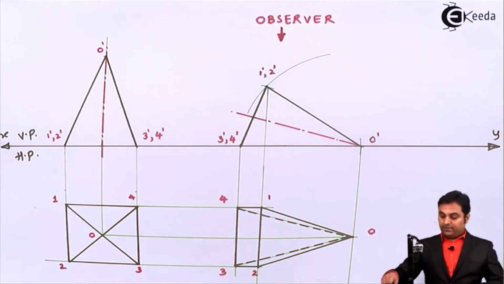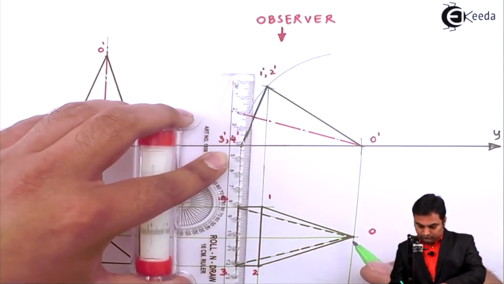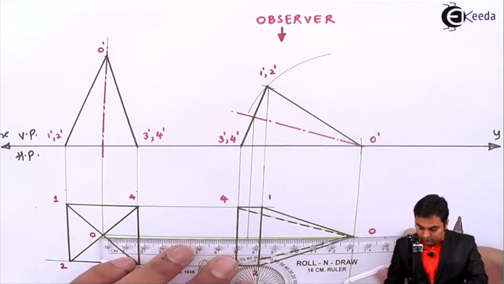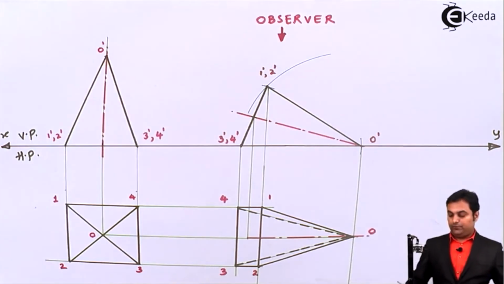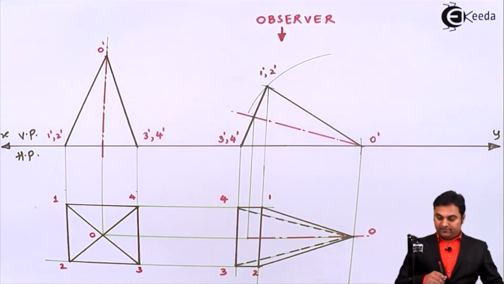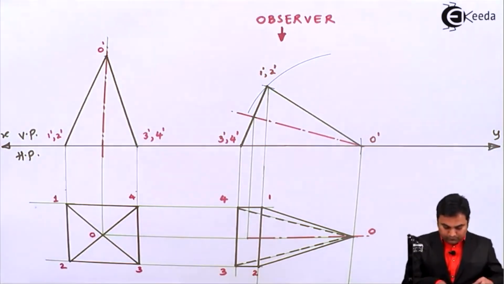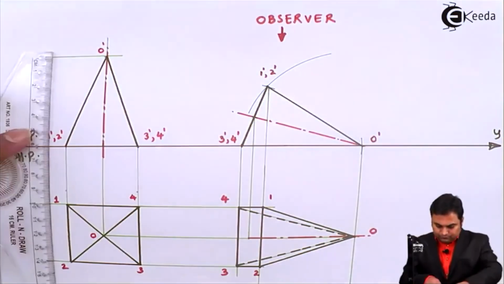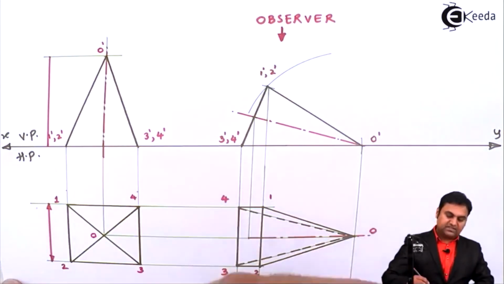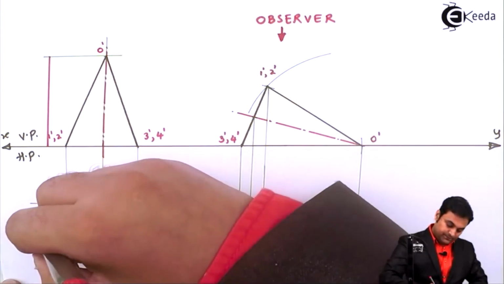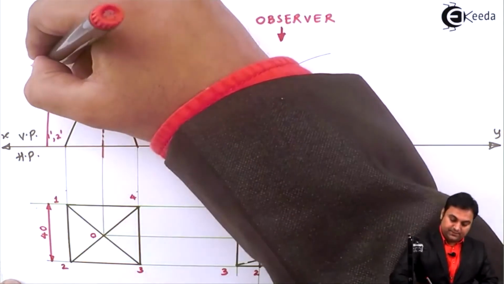After that, the apex will be projected. Drawing the apex in the top view. And finally here I'll give the dimensions. Base edge is 40 mm side. Axis height is 60.